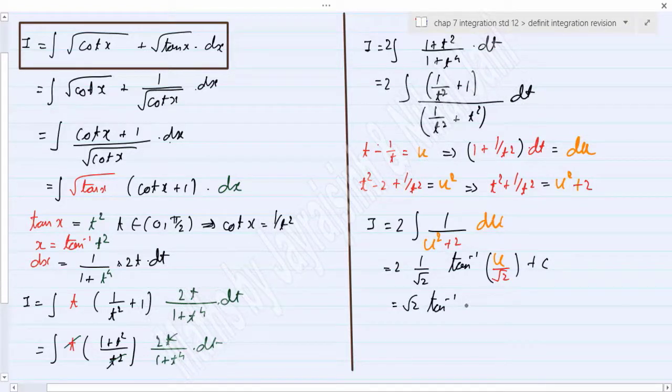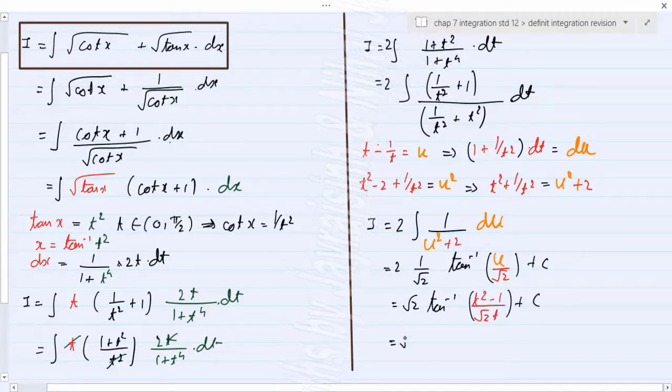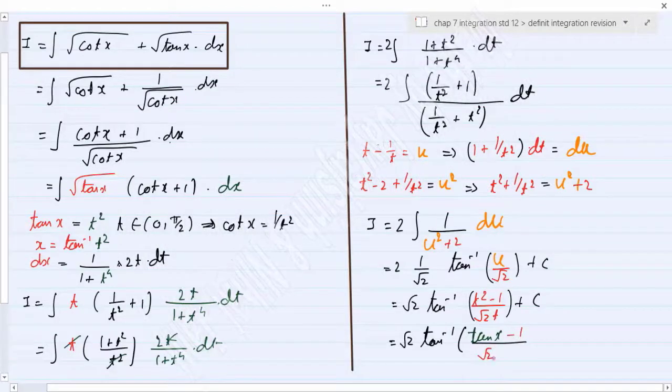The value of u is t minus 1 by t, or we can say t square minus 1 upon root 2 t, and our final answer will be obtained by putting the value of t is equal to root tan x. So here, instead of t square, we have to put tan x, minus 1 upon root 2. Instead of t, we have to put root tan x, plus c. Ta-da!